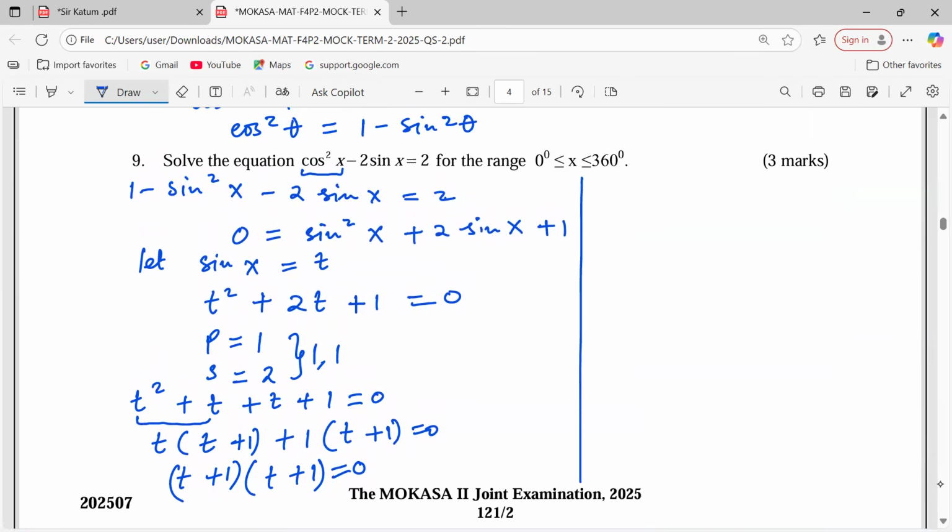At this point, we can now say that t plus 1 is equal to 0, and the value of t equals negative 1. Then what were we solving as t? We get back to this position and say the sine of x is now equal to negative 1, meaning that we can get x as the sine inverse of negative 1. Sine inverse of negative 1.